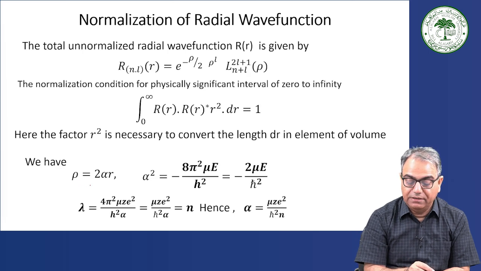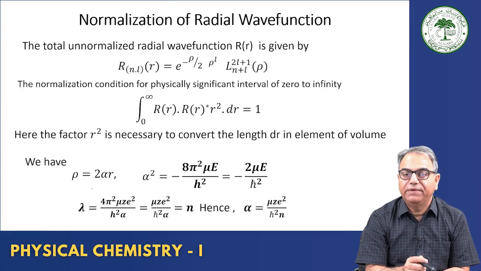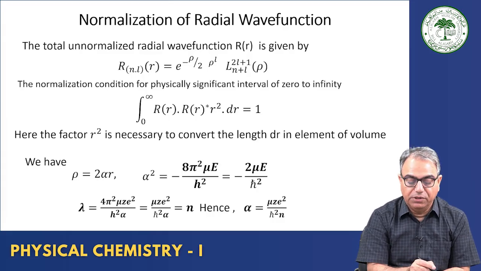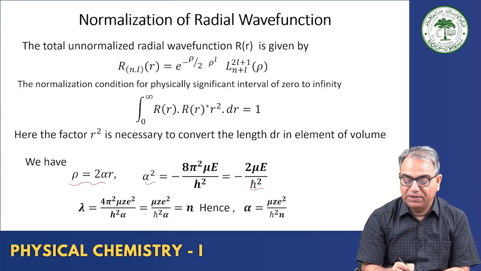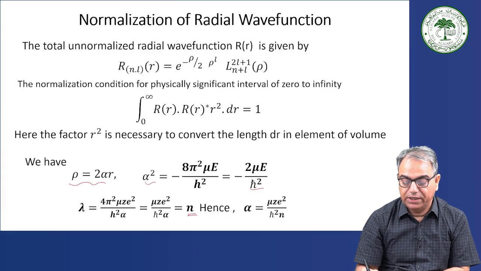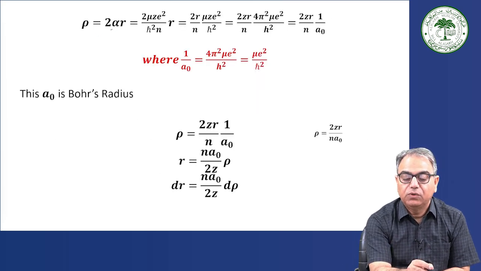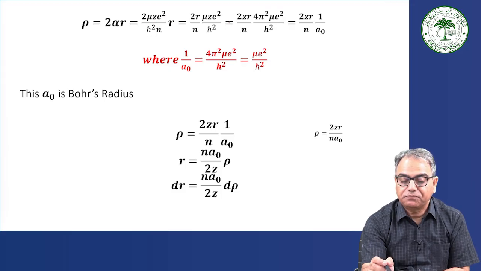So, now you go back to the same equation which I wrote when we were changing the variables. ρ is equal to 2αr, α² was this one and this you know. So, lambda was this one and this lambda became equal to n. So, α becomes equal to μZe² divided by ħ²n. And so, ρ becomes equal to 2αr, and α you know, 2μZe² divided by ħ²n into r.